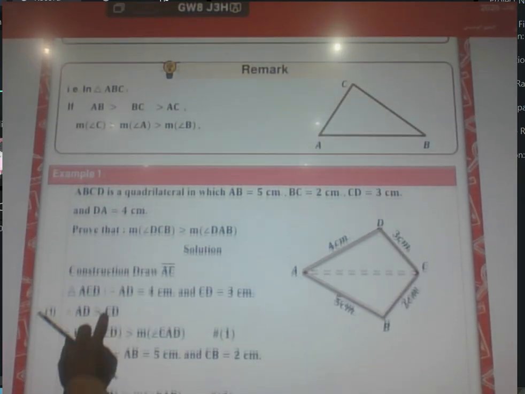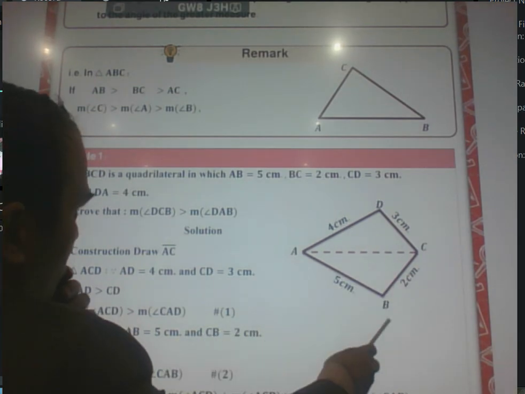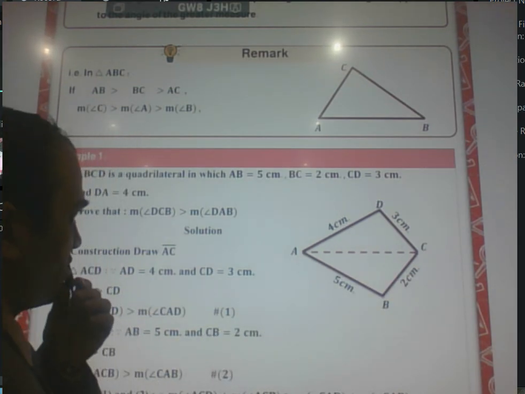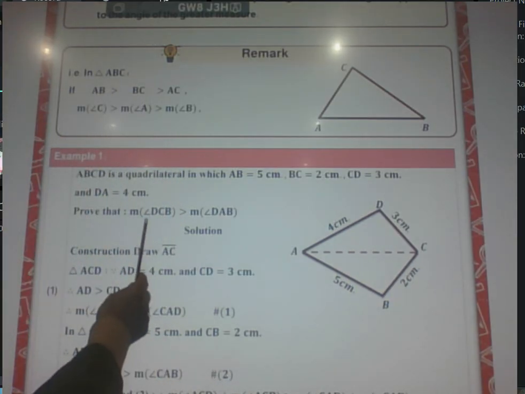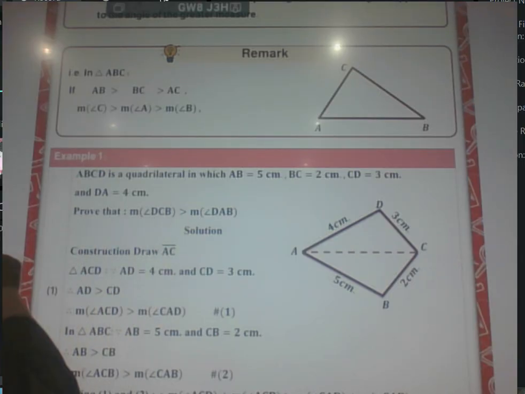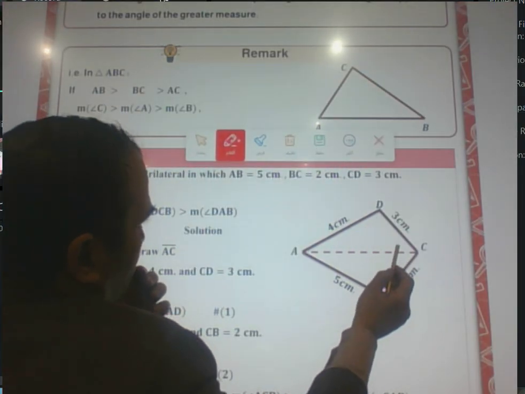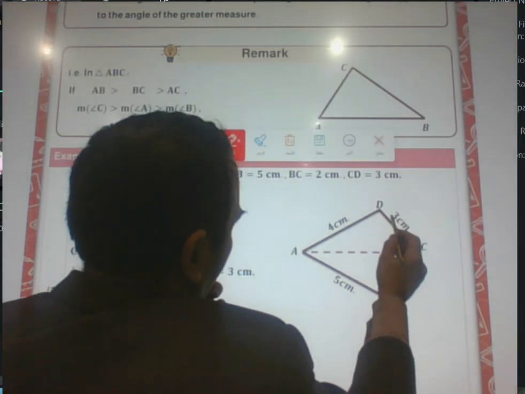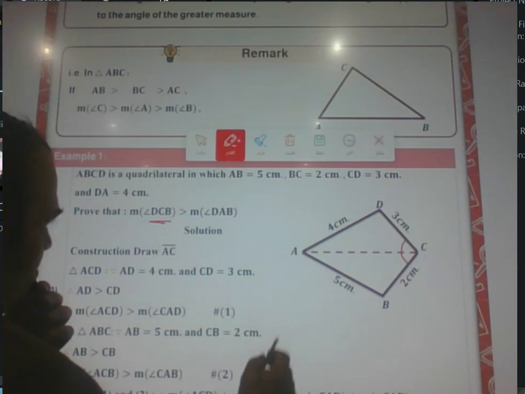Look with me at this question. Look here, ABCD quadrilateral. We have AB 5 centimeters, BC 2 centimeters, DC 2 centimeters, and AD 4 centimeters. He wants to prove that the measure of angle DCB is greater than the measure of angle DAB.